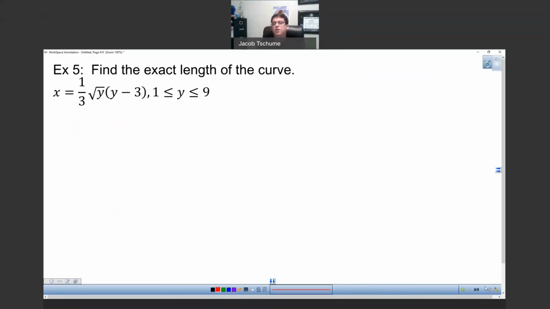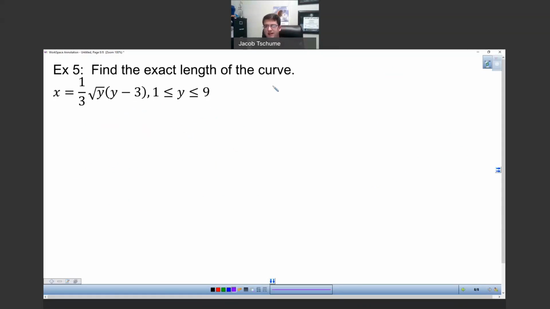All right, and then I want to do one more question just because we have not done an x equals f of y function, even though it works the exact same way. So let me end this video on doing one more problem. If x is equal to 1/3 root y times y minus 3, what is the exact length of this curve between 1 and 9?